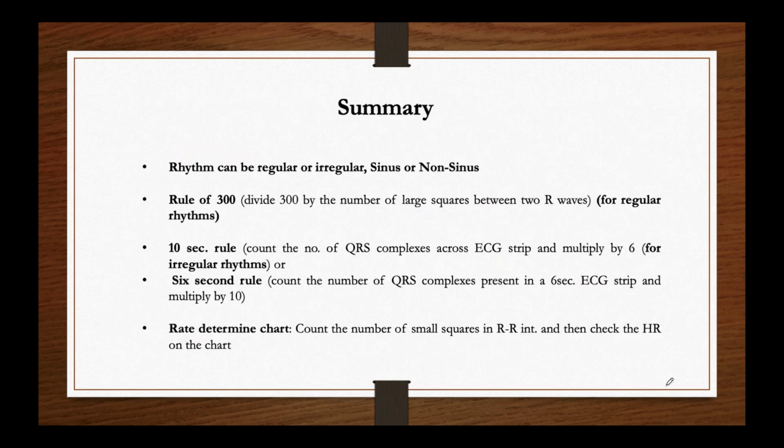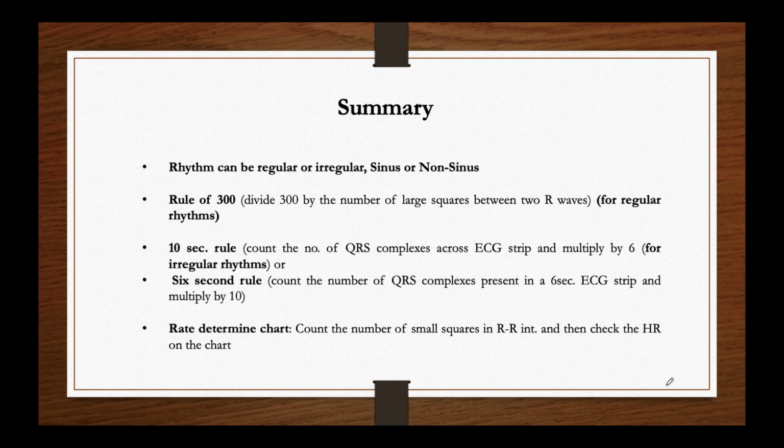So what have we learned so far? We started with the rhythm of the ECG, and we said it can be regular or irregular, and it may be sinus or non-sinus. Sinus is when a P wave precedes the QRS complex, and non-sinus is when we don't have any P wave preceding a QRS complex. And we also said we have the 300 rule, which we divide the 300 by the number of large squares between 2 R waves. Usually we use it for regular rhythms.